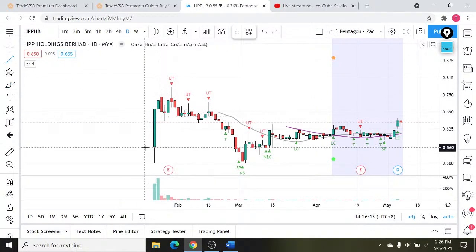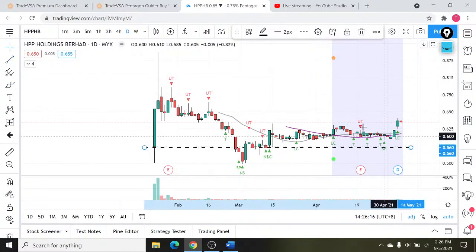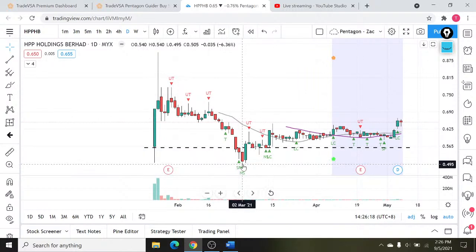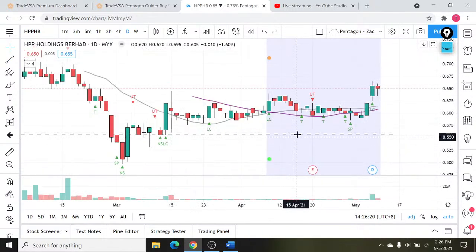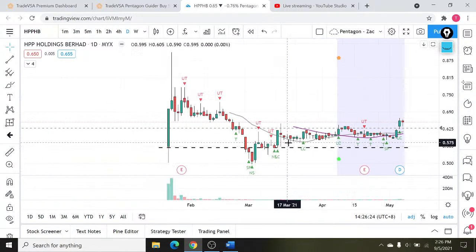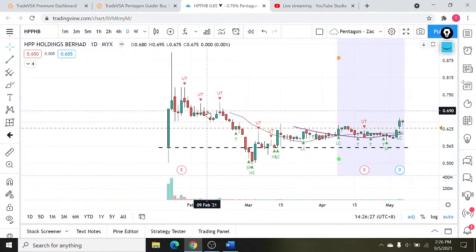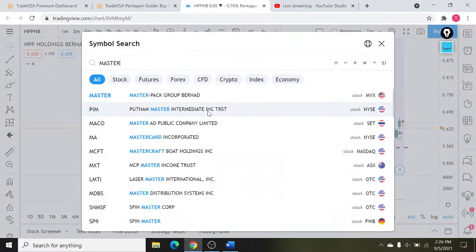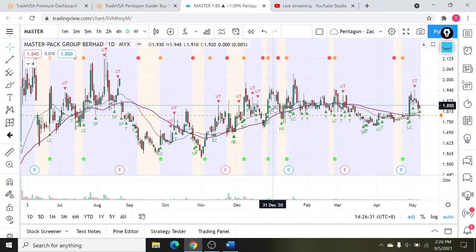This is a new IPO counter, that's why you don't have much information. But there is a shakeout, then it comes back up. We got high volume. So far so good, I think, for HPP.